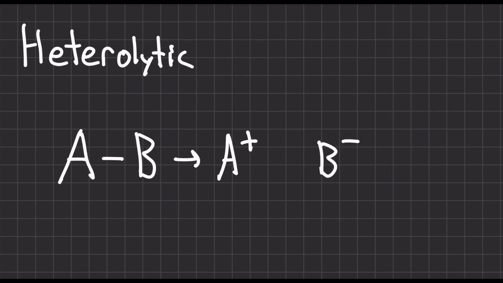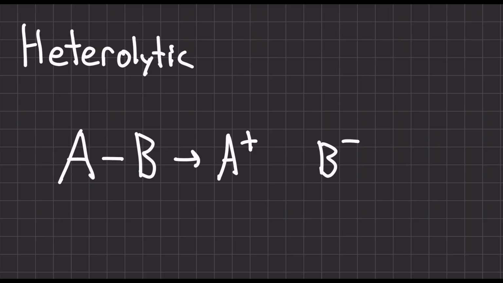Next are heterolytic bond cleavages. These are really similar to homolytic, but the difference is that in this case, a covalent bond breaks unevenly. This means that one atom takes both electrons from the bond. And this will form ions. One will be a cation and the other one will be an anion.